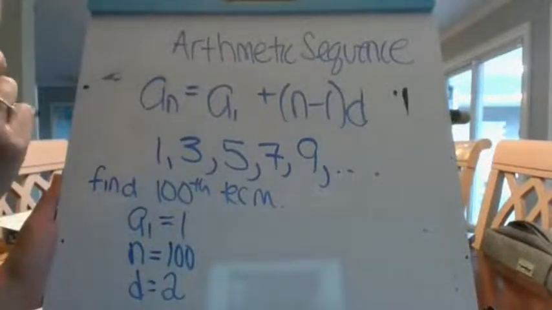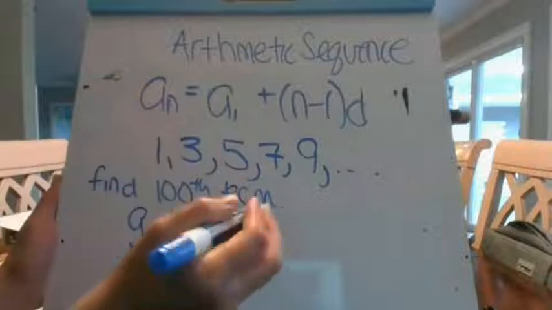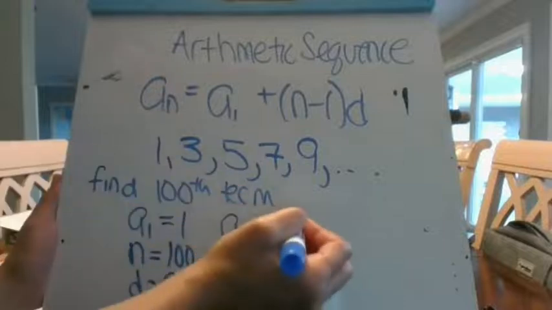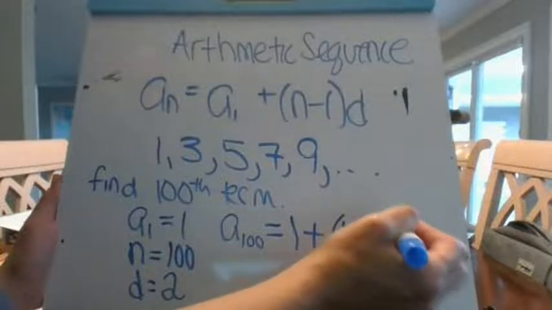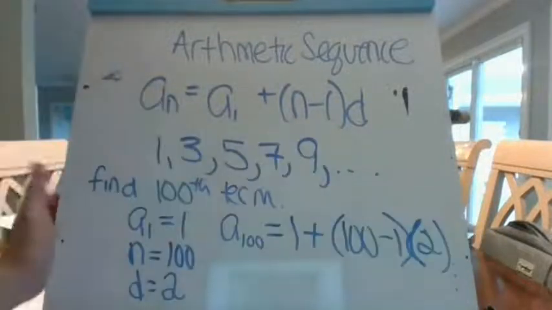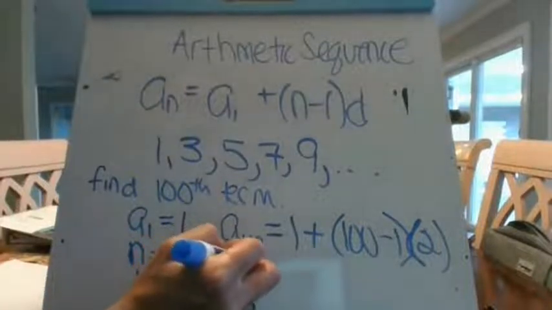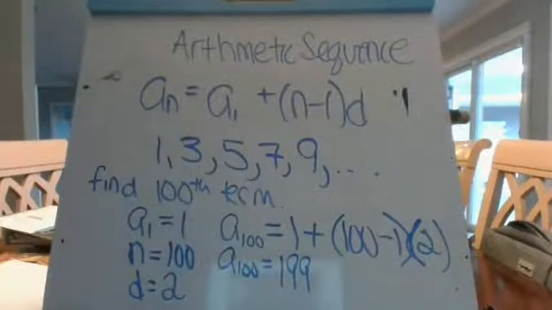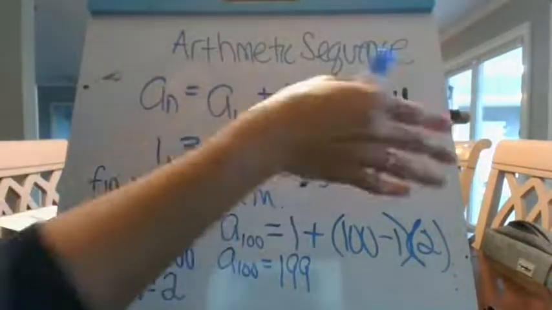So I can now find the term that would sit in the 100th spot. So A sub n, A sub 100, the 100th term is equal to 1 plus 100 minus 1 times the common difference, which is 2. So my 100th term of my sequence is 199. So if I were to expand this out and I were to get all 100 terms, 199 would be sitting in the 100th spot.